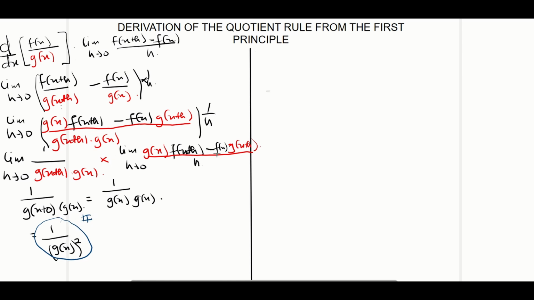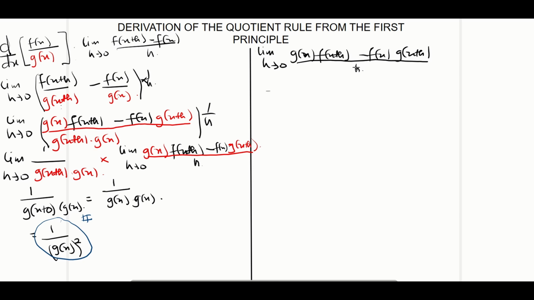Then let's now focus on the second part. But now, what can we identify over here? First let me put the whole function here. I have the limit as h approaches 0 of g of x f of x plus h minus f of x g of x plus h, all over h.